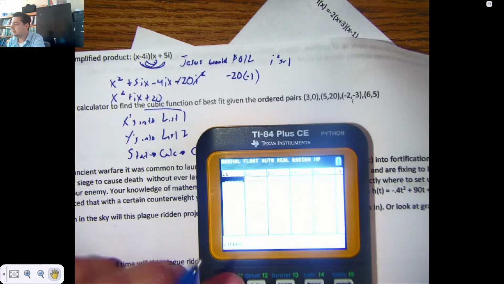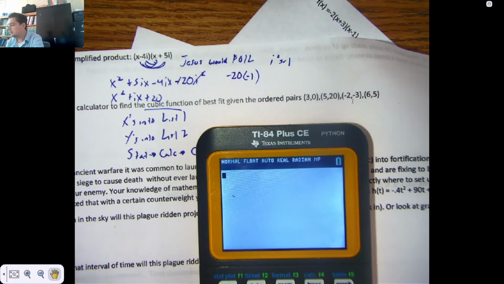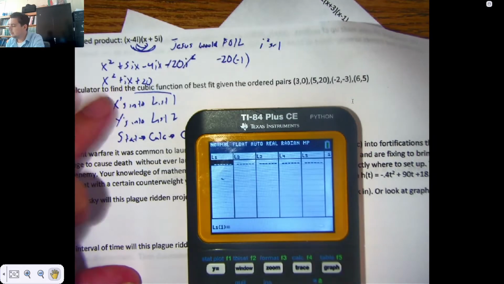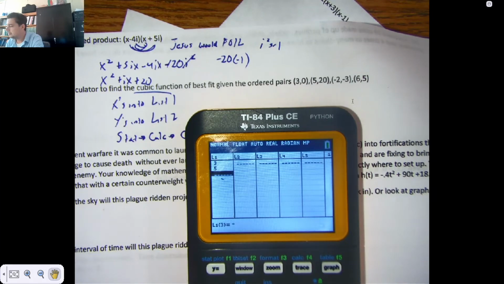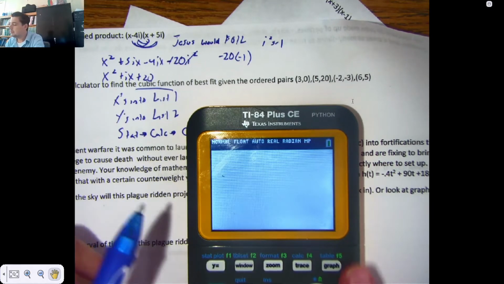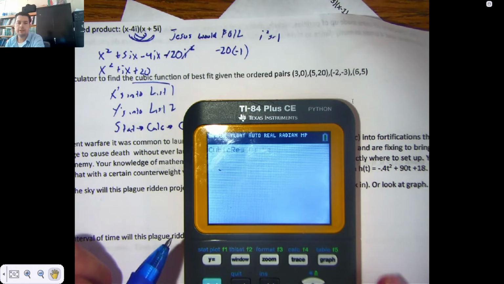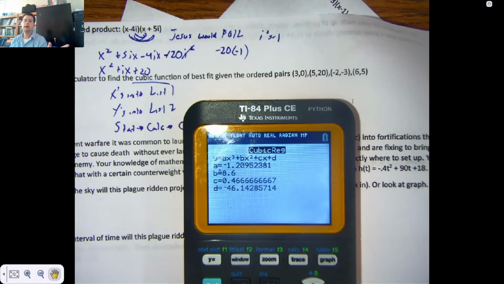All right, let me turn down the contrast so you can see. Stat, edit. There we go. Your x's go into list 1. Your x's being 3, 5, negative 2, and 6. And your y's into list 2: 0, 20, negative 3, and 5. You quit out. I don't think you actually have to quit out. Stat, calc, cubic regression. Scroll on down to calculate and press the enter key and ta-da!